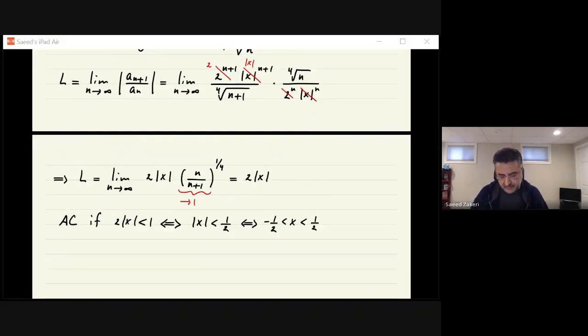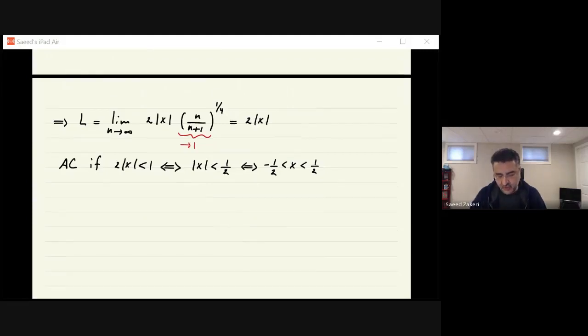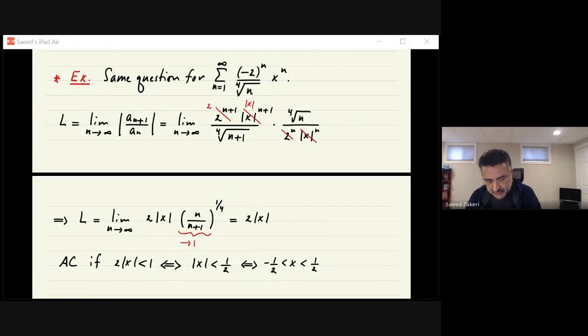That's where, if you are in this interval from -1/2 to 1/2, your absolute value is less than 1/2, and therefore twice your absolute value is less than 1. Therefore, your L is less than 1. Therefore, your series is absolutely convergent. So in this infinite series, if I pick my x, any value in this interval, the ratio test shows that this series will be absolutely convergent, therefore convergent.